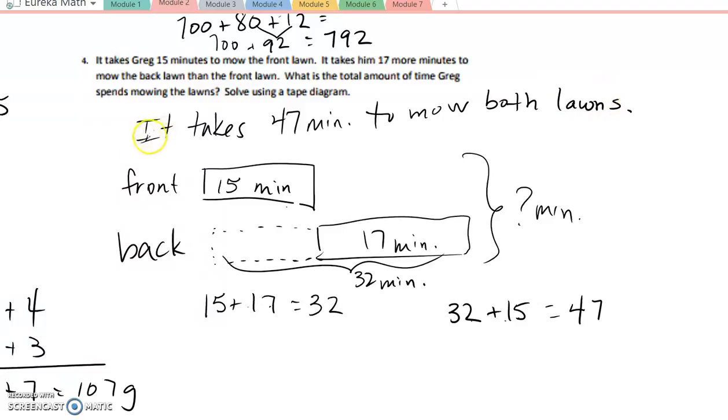Okay? So be careful when you're doing your homework. You might have a problem that has two steps. Just think it through. What do they tell me? What do I need to find out? If I'm trying to figure out this whole thing, I have to figure out how much the backyard took before I can figure out how much they took all together. All right, so that is Lesson 15A. Go ahead and get started on your homework.